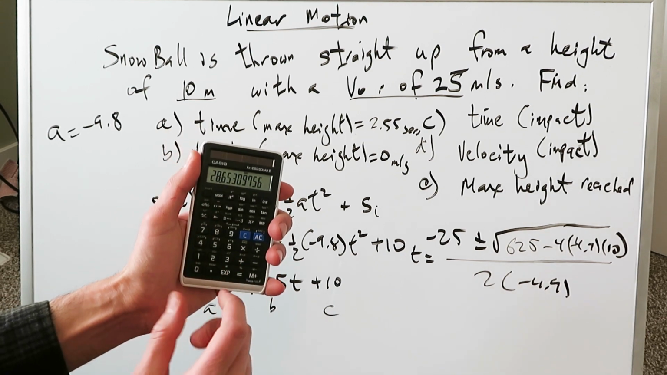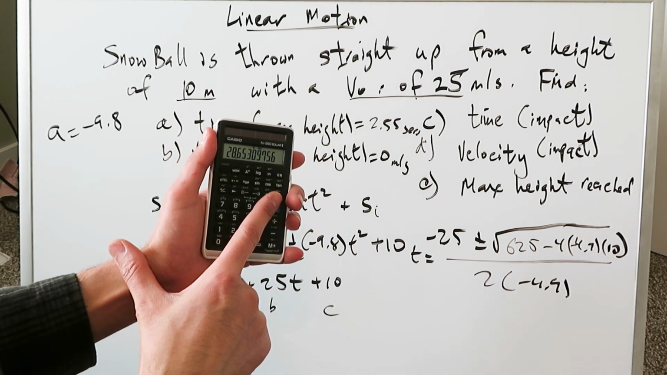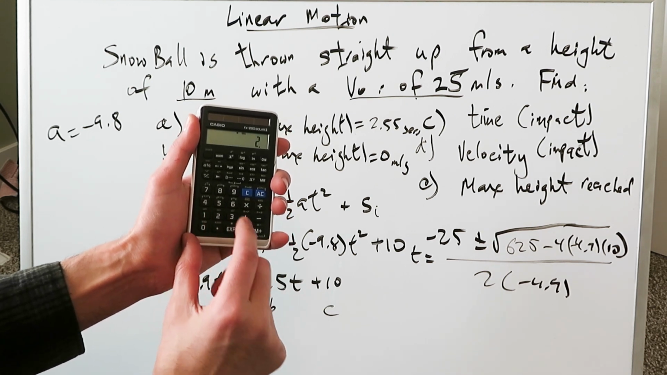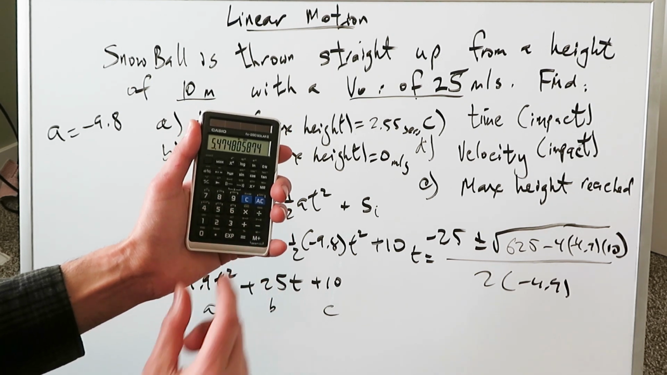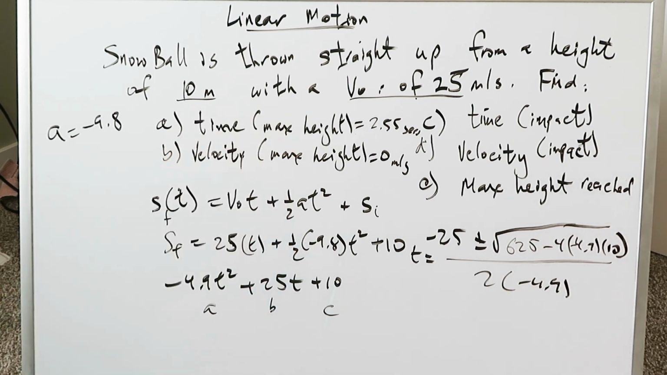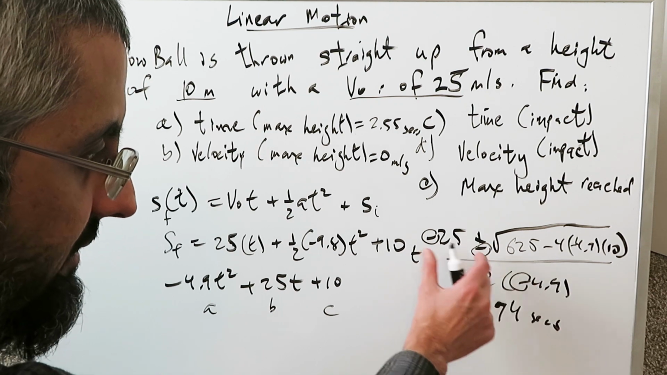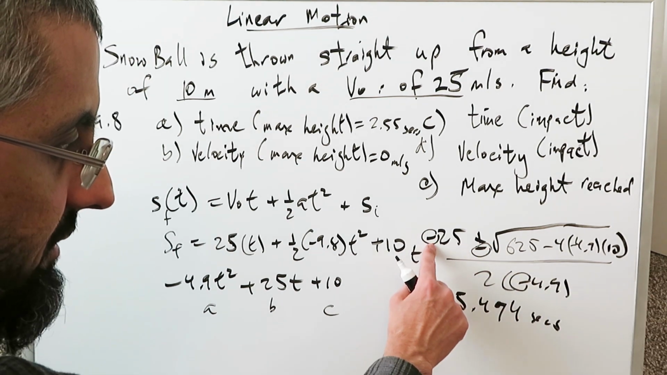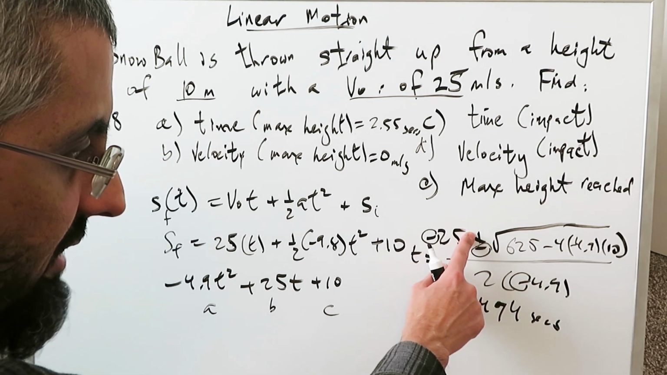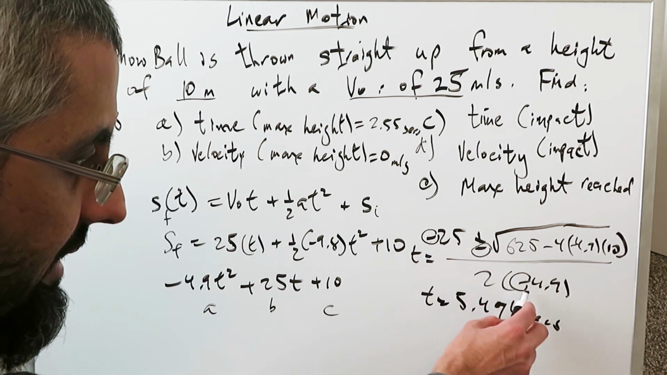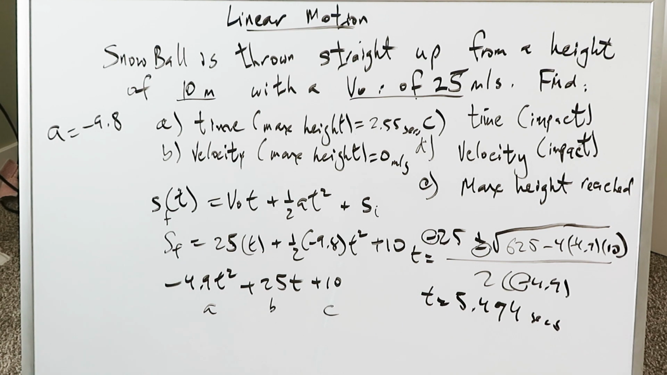We'll square root this. I'm going to keep my saved value and add it to 25. I'm going to divide it by my denominator components, and you'll see our time will be 5.474. What I did over here was utilize this minus and then this minus because they'll become positive. If I'd utilized the positive, I would get a negative time, and you cannot have negative time.